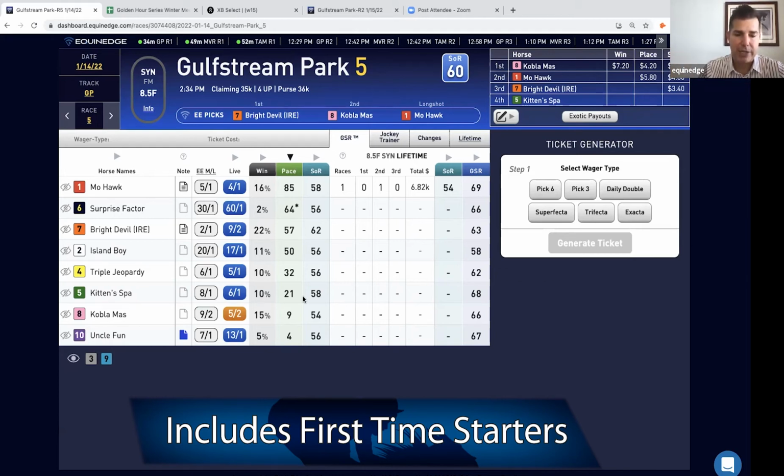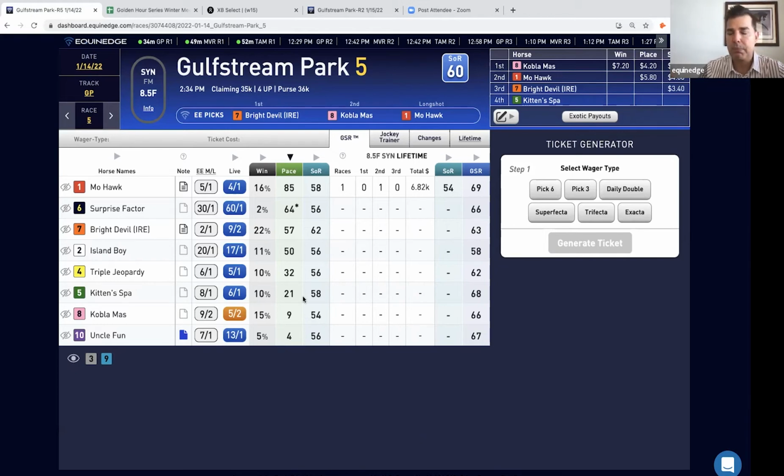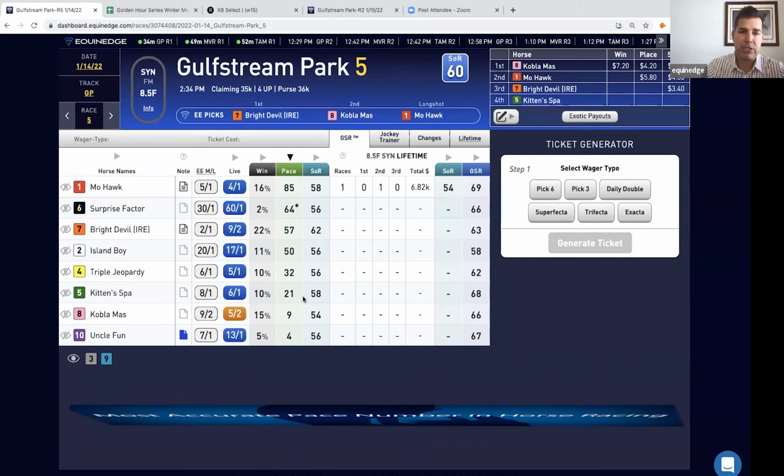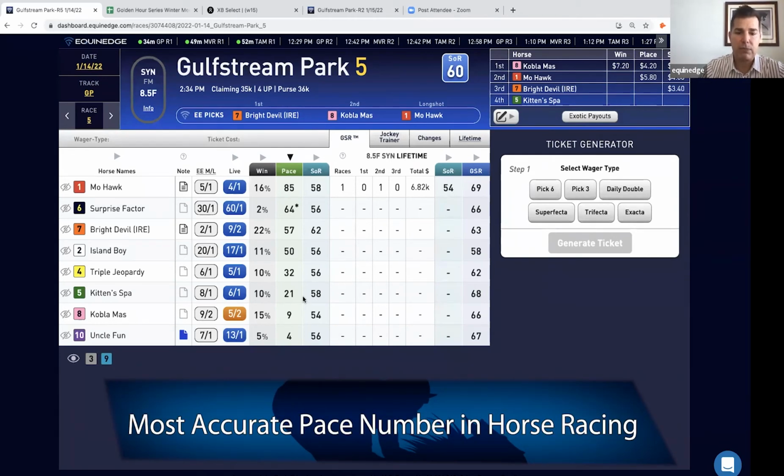And that's the most accurate pace number in all of horse racing, bar none. Everybody understands and knows that EquinEdge has the top pace number. And if you want to be a successful handicapper consistently, you have to have an accurate pace number, because pace makes the race. You've heard that before, right?